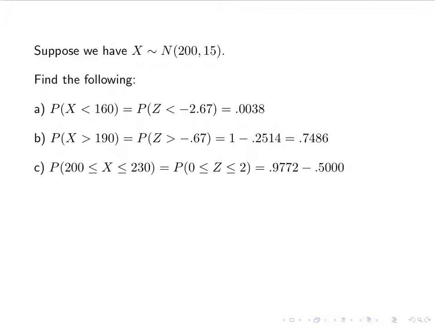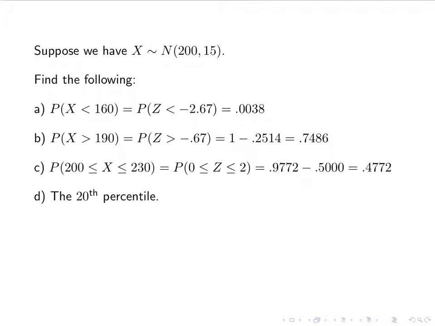If I look at 2 in my table, I'm getting 0.9772, and if I look at 0, I'm getting 0.5. Okay, so remember, it's the probability of z less than or equal to 2 minus the probability that z is less than or equal to 0. Remember, 0 is the mean, it's also the median, so it's splitting it up 50-50. So if I do the subtraction, I get 0.4772.